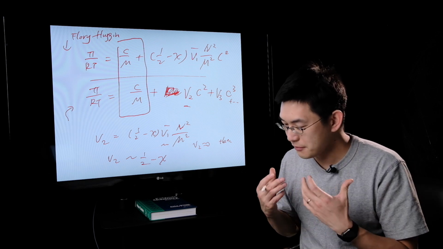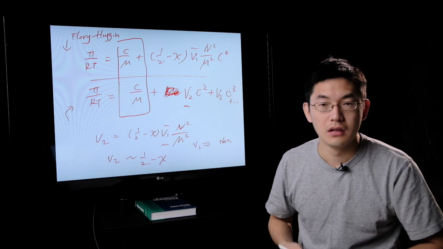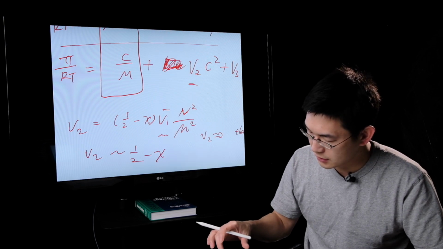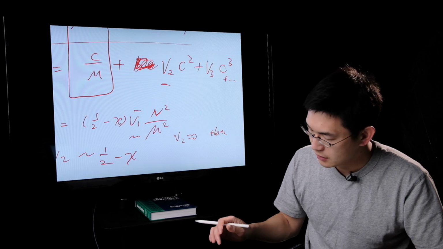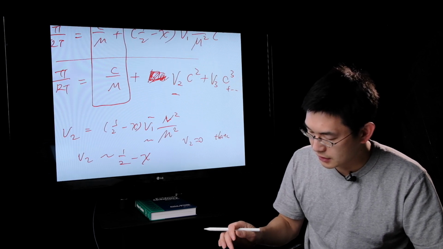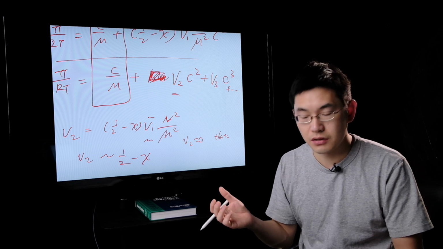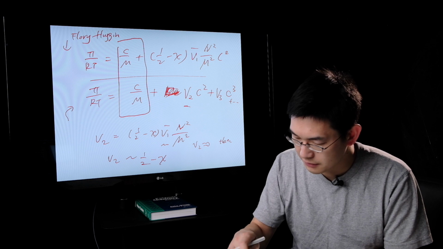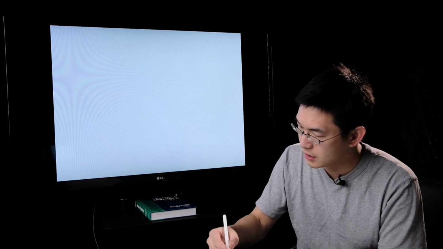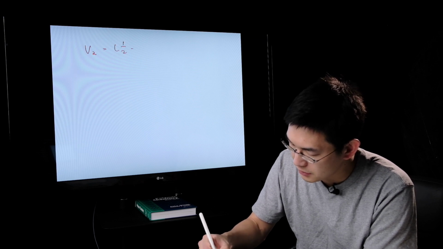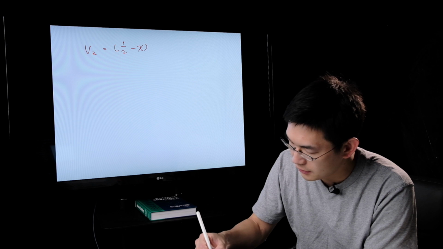So coming back to where we are, we sort of just want to use the Flory-Huggins theory and discuss how the chi parameter relates to the second virial coefficient. So where we left off in the new slides is where we know that V2, or second virial coefficient, will be related to half minus chi times V1.